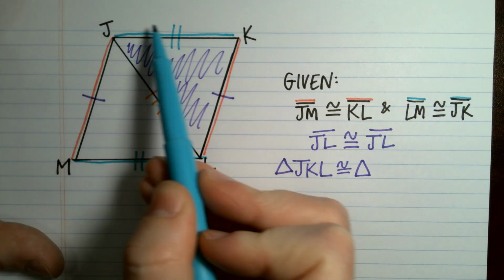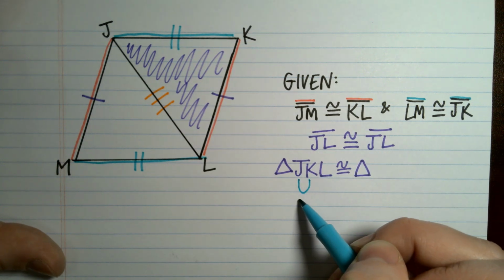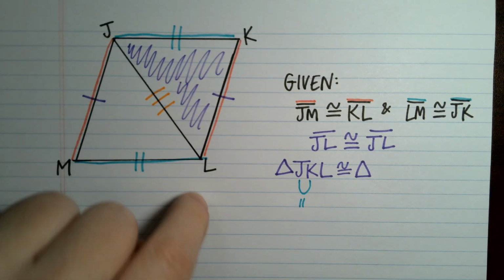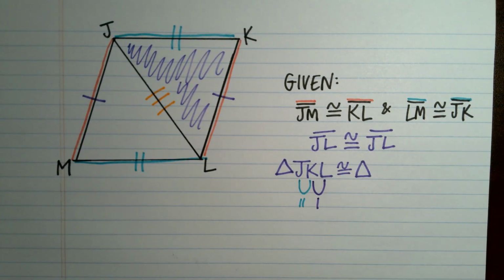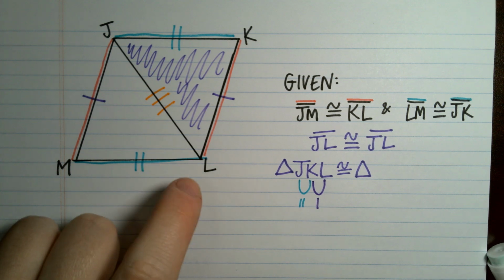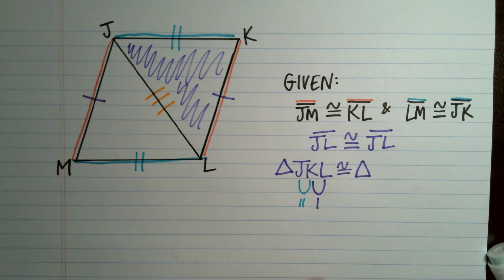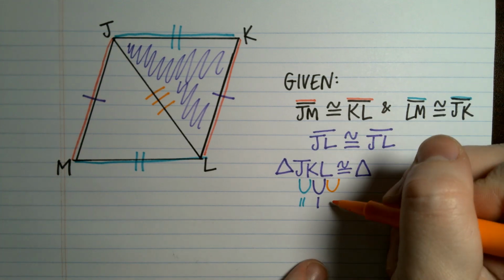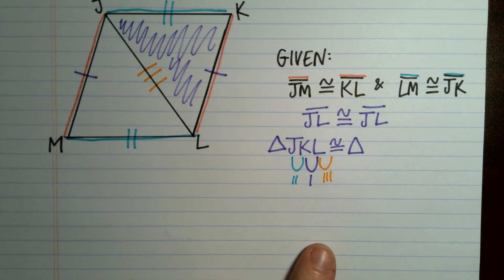So from J to K, we have the 2 tick marks. From K to L, we have the 1 tick mark. And then from L to J, we have 3 tick marks. So we need our letters to go in the same order when we name the second triangle.